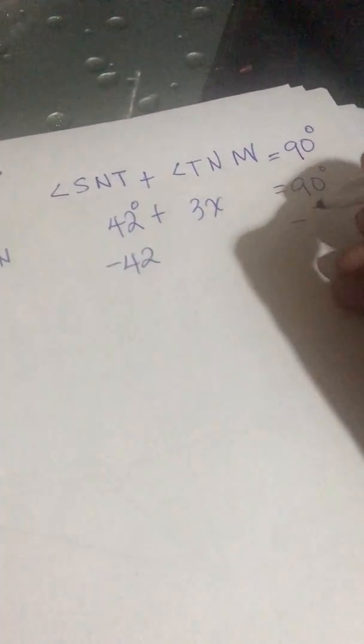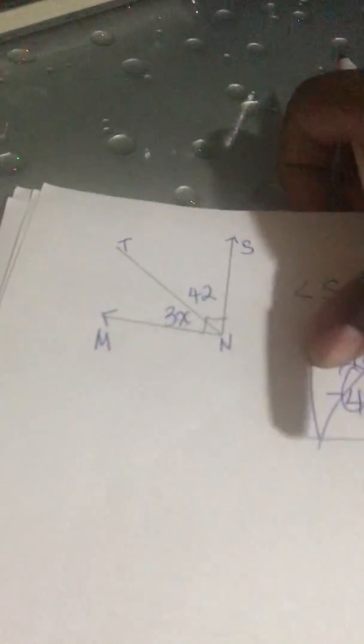Minus 42, minus 42. This becomes 0. 3x equals what? Equals 48. Divide both sides by 3. X equals 16 degrees. Don't forget your bridge. Okay. So we have just done the examples for complementary angles. Now let us do supplementary angles.